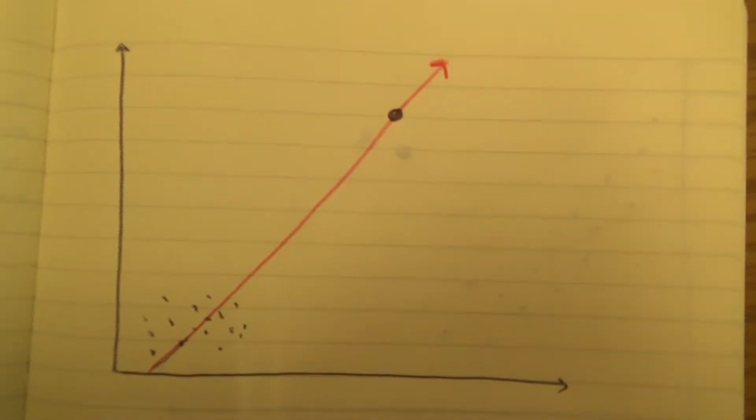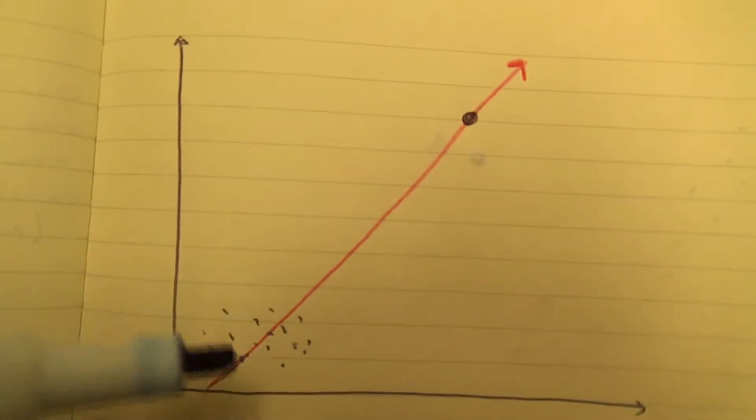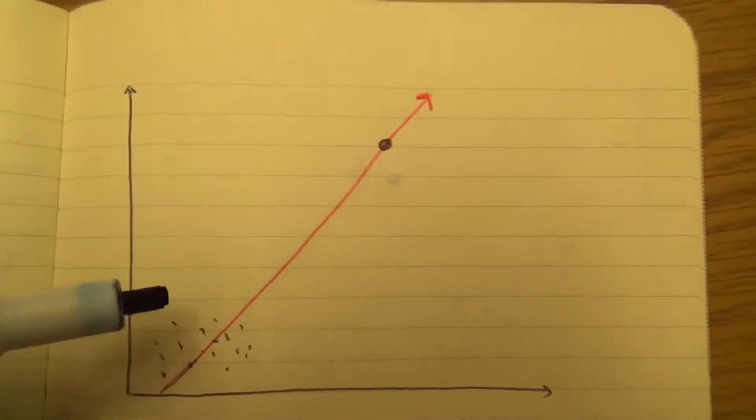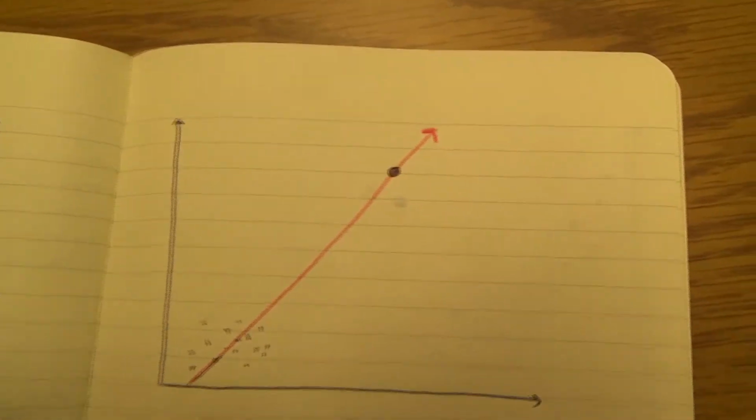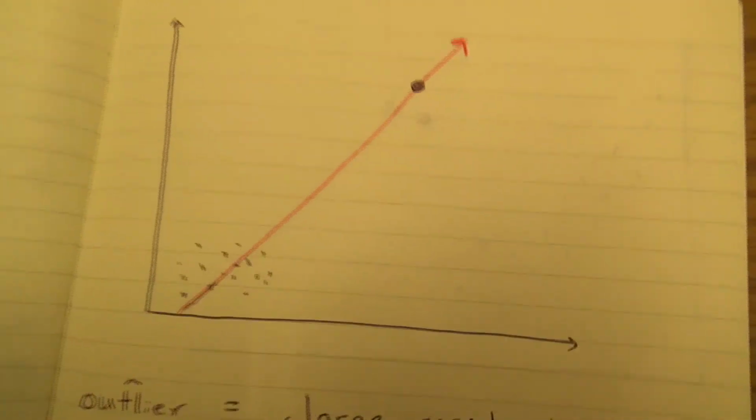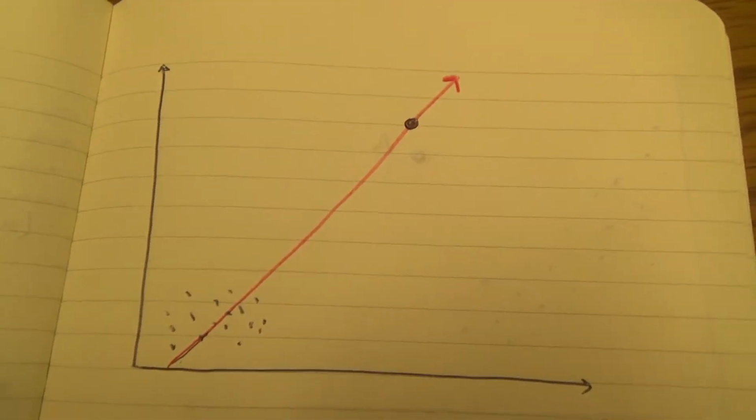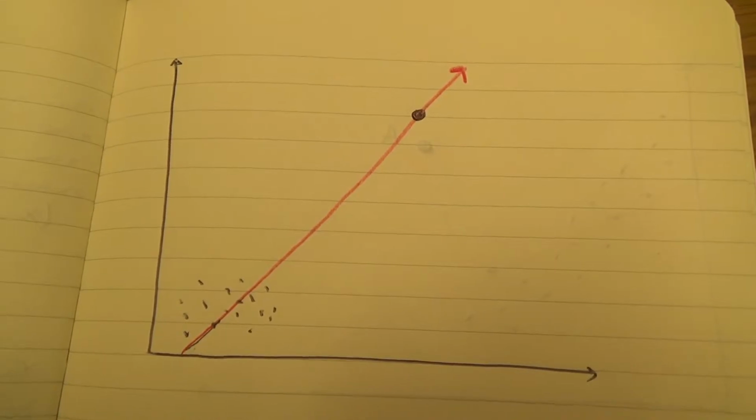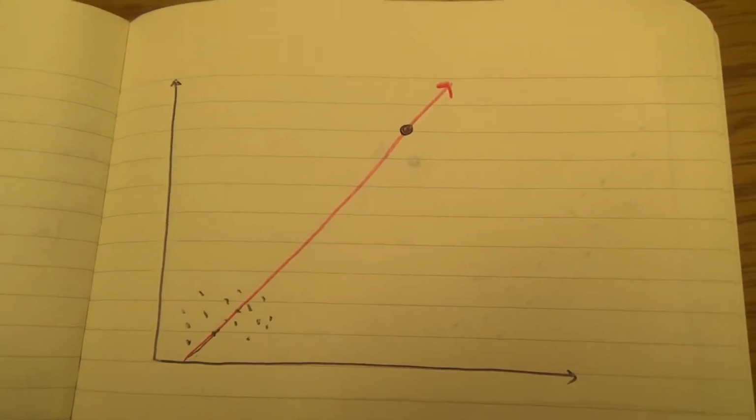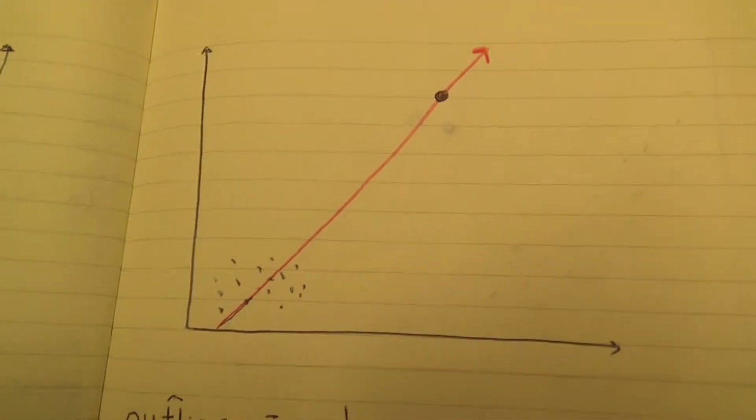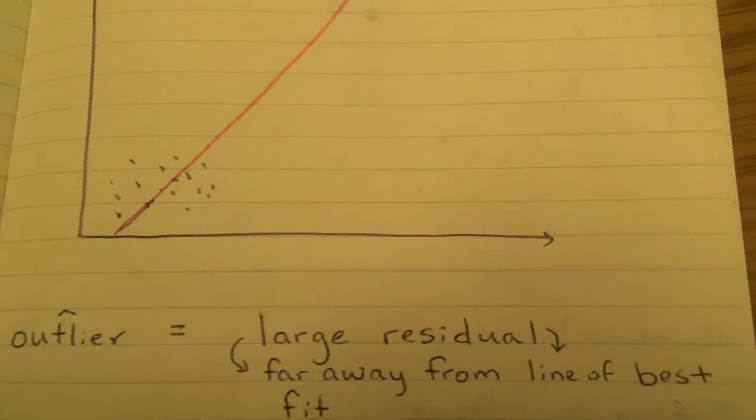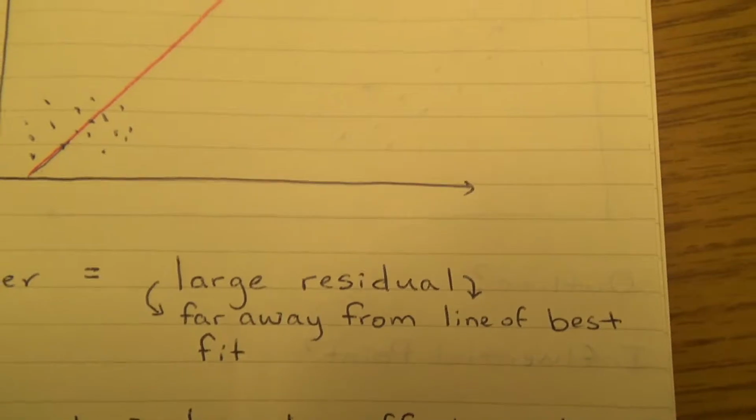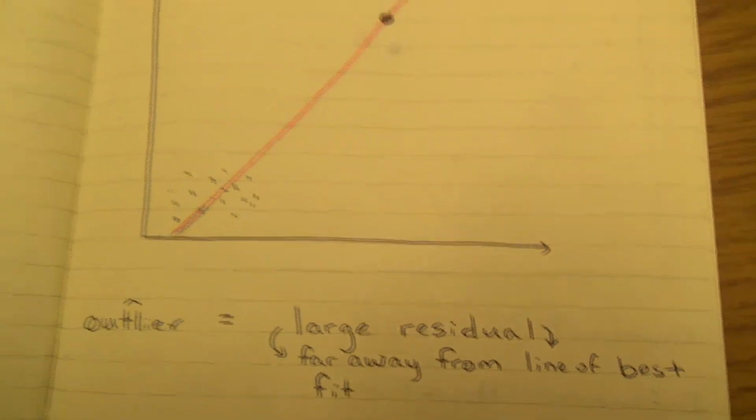If you can see it, it has a bunch of dots clustered down here in the bottom left corner of the graph. And it has this one dot way up here in the top right corner. And I have sketched in red what I'm going to call the line of best fit, or the linear regression line. Well, to figure out if something's an outlier, you have to figure out if it has a large residual. What does that mean? A large residual means, is it far away from the line of best fit?